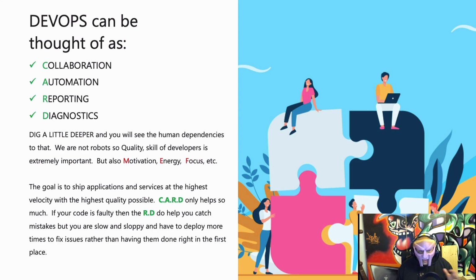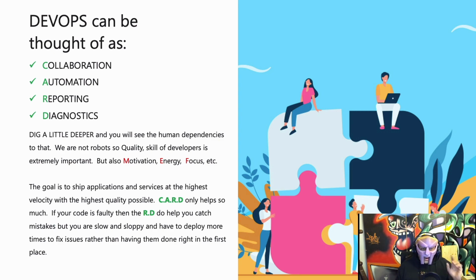So CARD, as I call it, only helps so much. If your code is faulty, then the reporting and the diagnostics help you catch a number of bugs, but you're slow and I'll say sloppy because you have to deploy more times to fix any bugs that weren't fixed before you deployed the first time. And oftentimes what happens is, you fix one bug and then you create another. So that's why the human part, or the human fault here, is directly connected to the motivation, the energy, the focus, and also the skill.